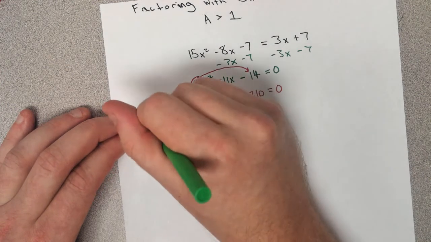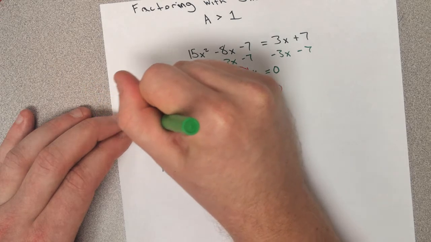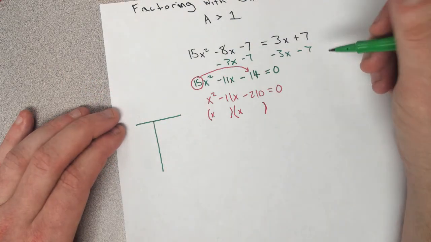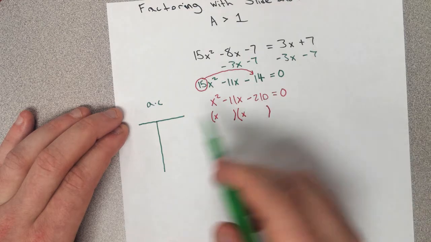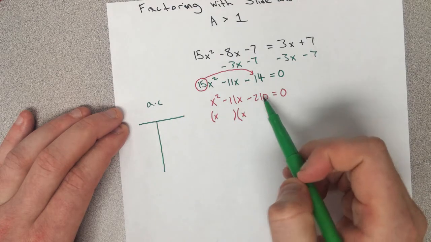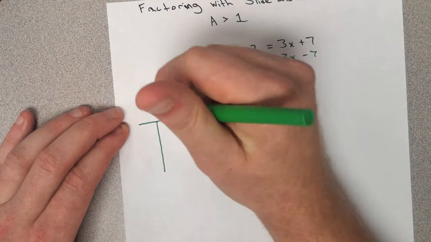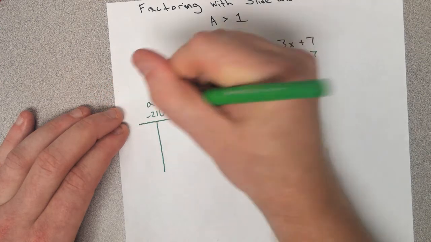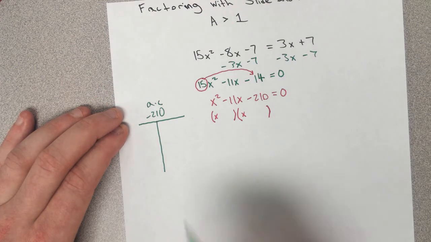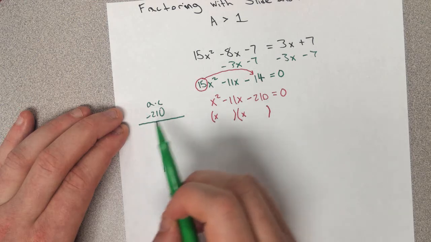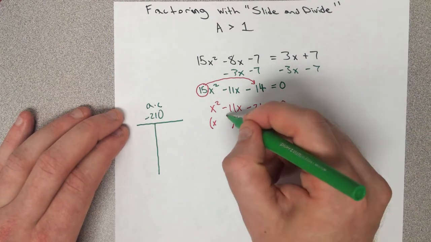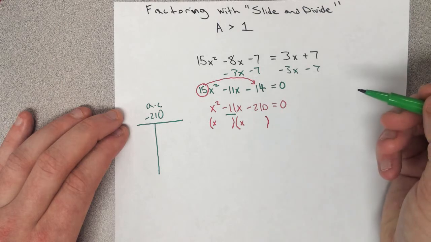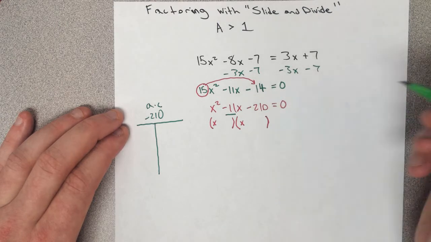Normally I'd be looking for factors of a times c, but in this case, where a is 1, I'm just looking for factors of c. So I'm looking for factors of negative 210. I want these factors to multiply together to give me negative 210, but to add together to give me that negative 11, the coefficient on x.